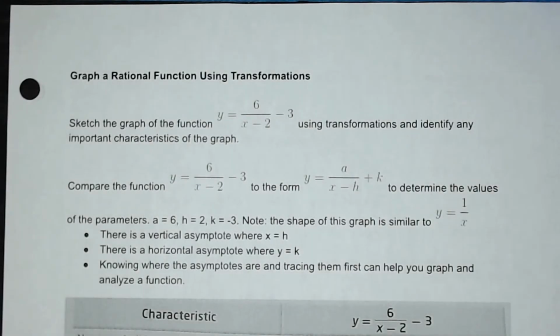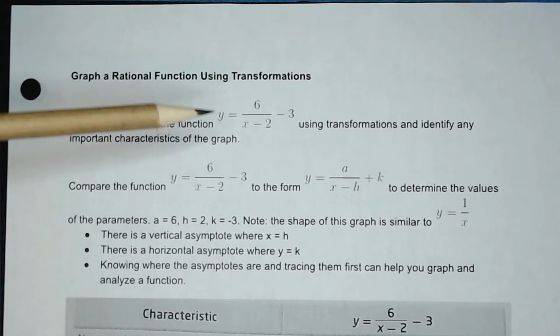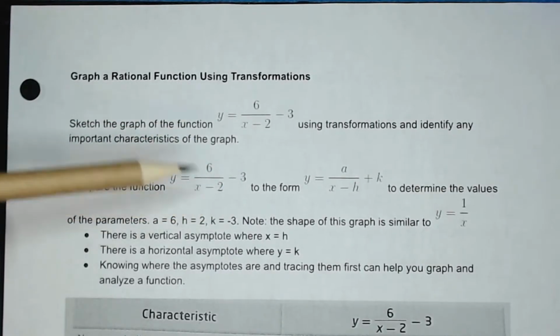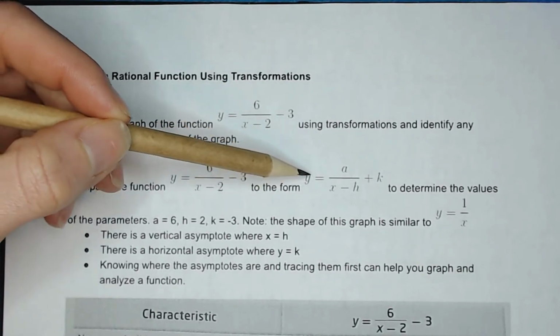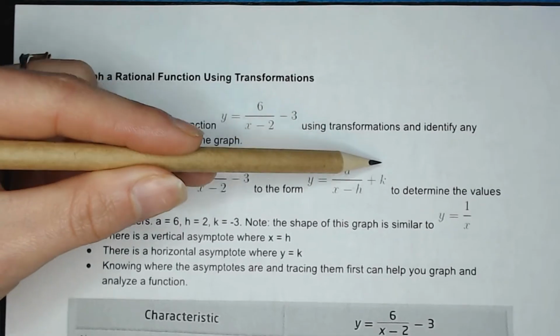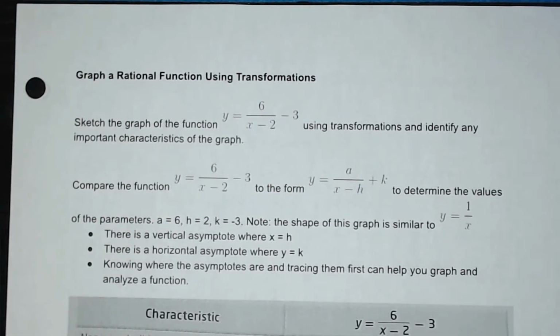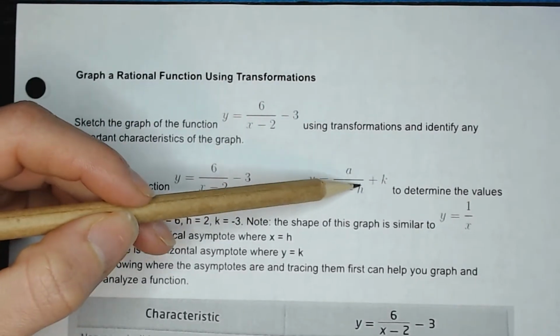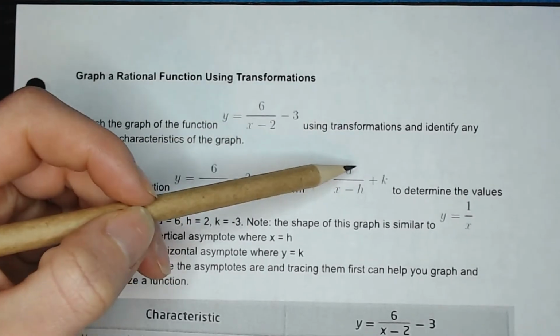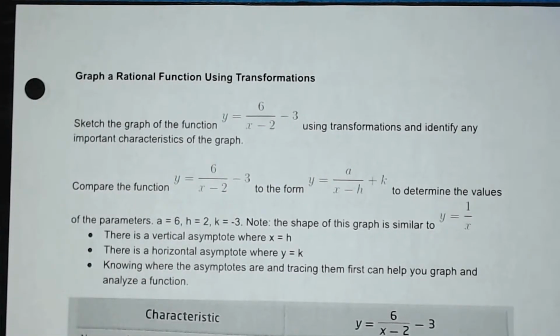The other way we can solve these problems is by using transformations. So this should look like something you've done before. We have this function given, y equals 6 over x minus 2, minus 3. The general form of this is y equals a over x minus h, plus k. Now, what those numbers represent have not changed. h is still a horizontal shift, k is still a vertical shift, and a is definitely a stretch.